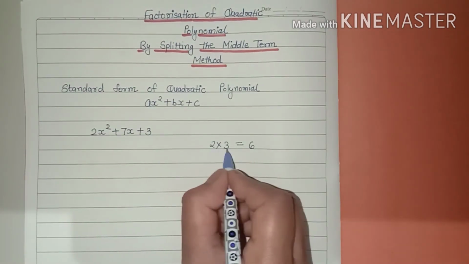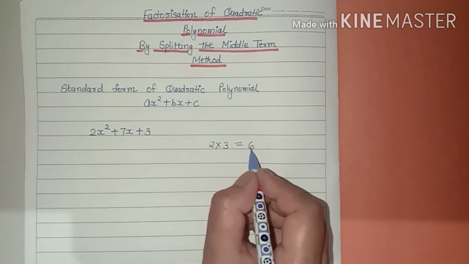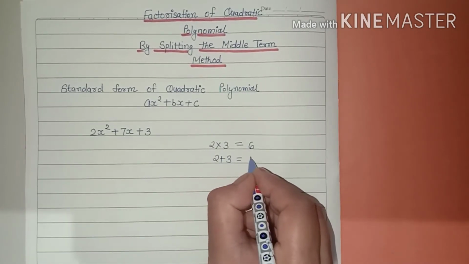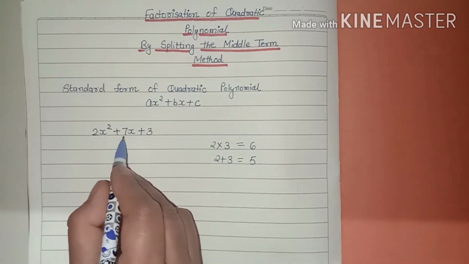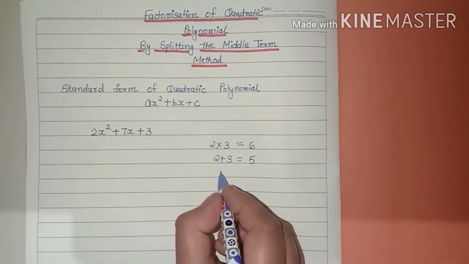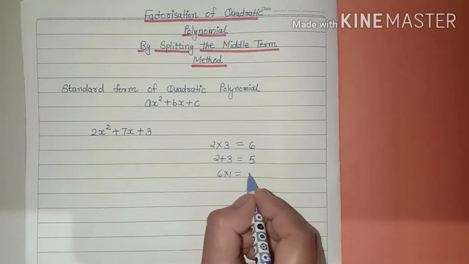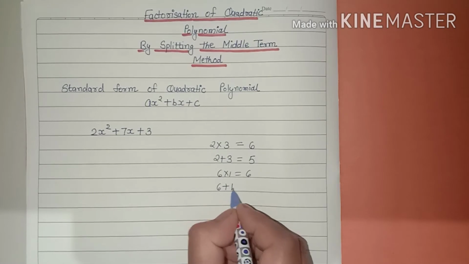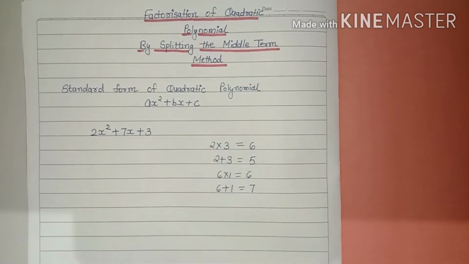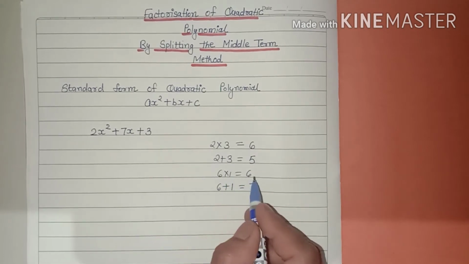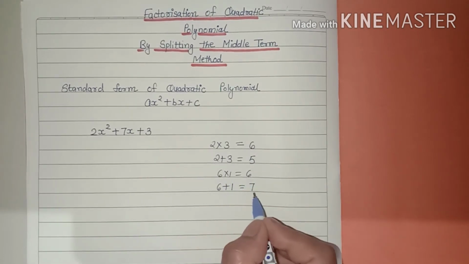We can take these two numbers also, student. 2 3s are again 6, and when we add these two numbers, we will get 5, but we want 7. So think about another two numbers. As we know, 6 1s are 6, and when we add this 6 and 1, we will get 7. It means these two numbers satisfy both conditions. Product is 6 and addition is 7.